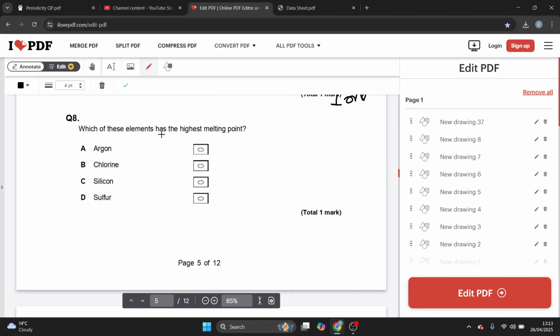Question 8. Which of these elements has the highest melting point? Argon, chlorine, silicon, or sulfur? Argon, Ar, chlorine, Cl2, sulfur, S8, or silicon. It's obviously going to be silicon.